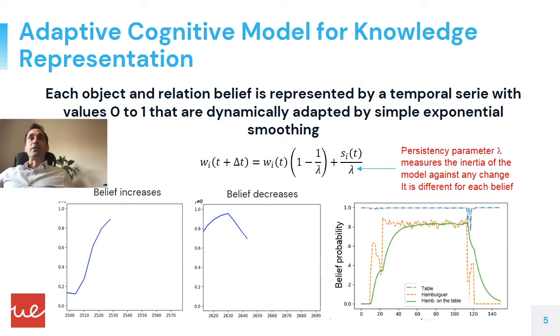This persistence parameter basically measures the inertia of the model against any change, okay? And it depends on the object. It doesn't have to be the same for all the objects. It could be, but it doesn't have to be. For instance, if we know that an object has more inertia to be changed throughout time than another, then this parameter will be smaller. Okay.